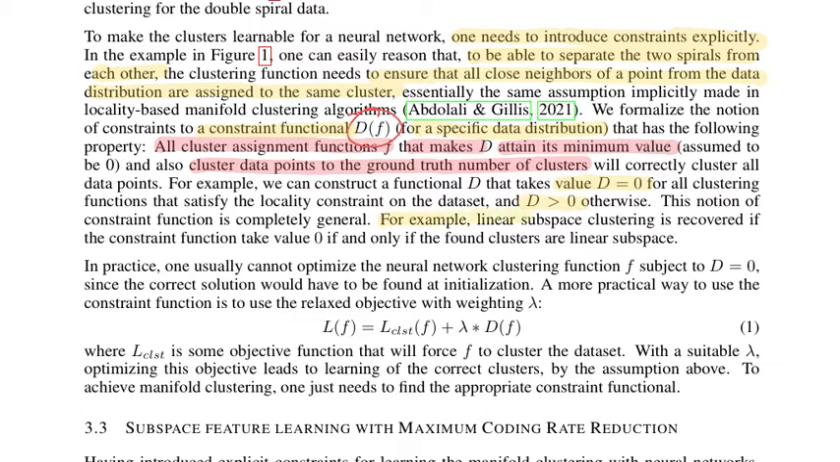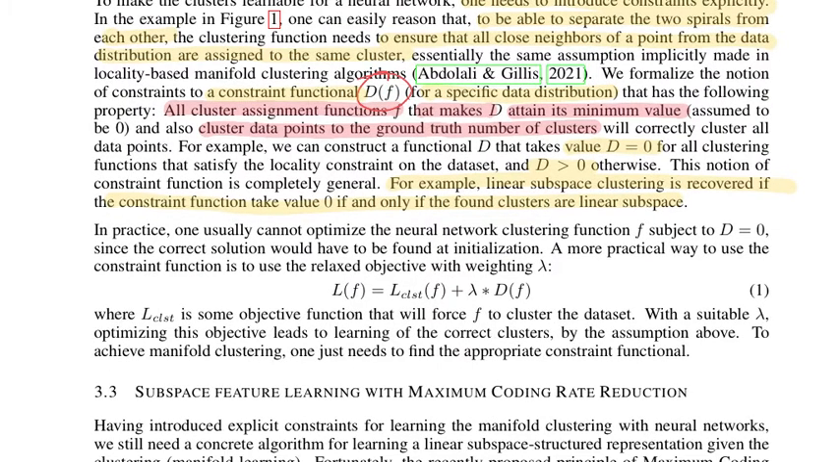Here's another definition of D that basically leads to the linear subspace clustering definition. In practice, we cannot necessarily make it 0. A more practical way shown in this article is to use an additional weighing parameter here and then define this loss this way, which includes the defined constraint as well. So in the definition above, the clustering loss is basically the loss that enforces the function f to cluster the dataset, and then you have a suitable hyperparameter lambda, and use this loss to learn the model.